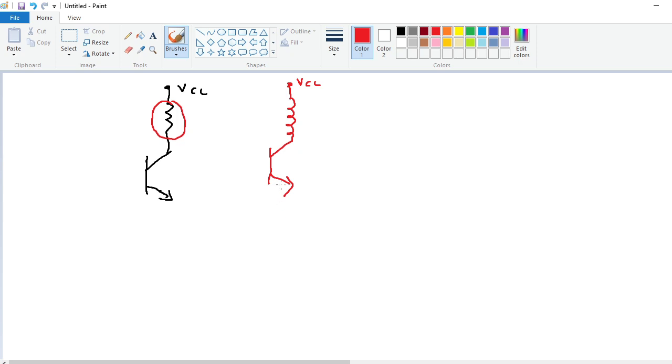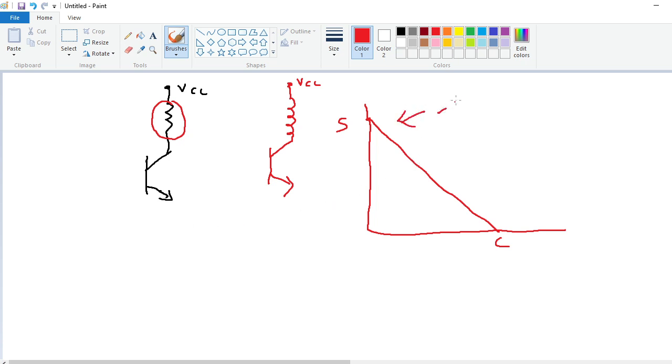So it will change the characteristics of the load line. How? The basic load line is a line drawn between the saturation point and cutoff point. This is the saturation point and this is the cutoff point. This is C, this is S, the saturation point. So the slope of the DC load line is minus 1 by RC. Already explained in the previous video. Link is provided in the description.